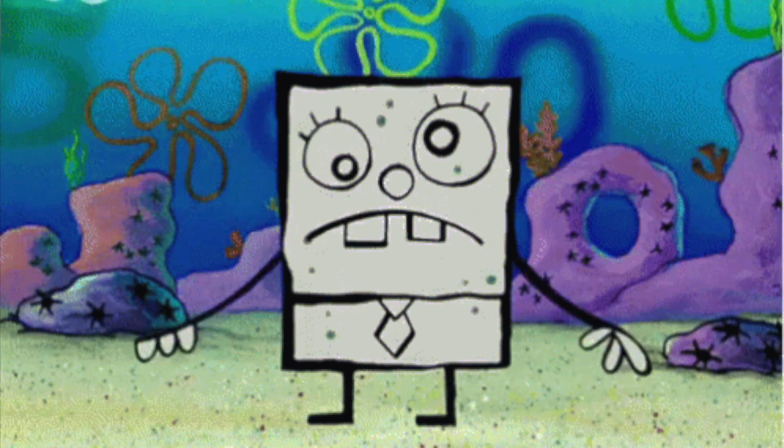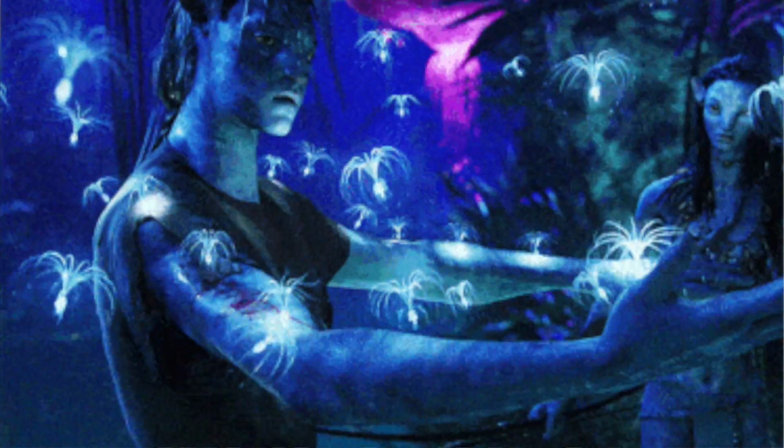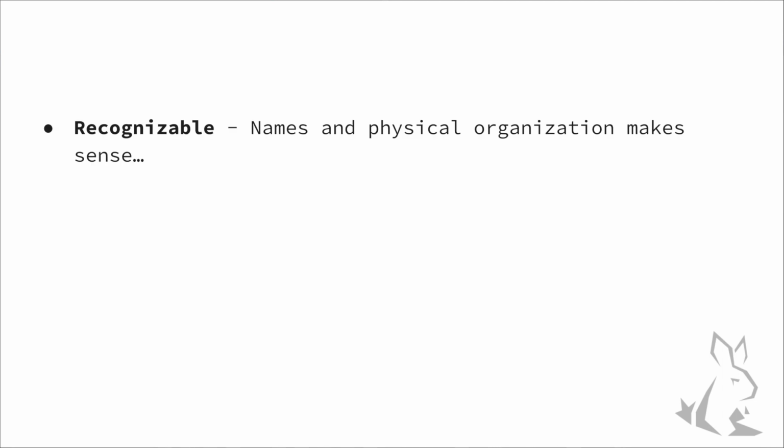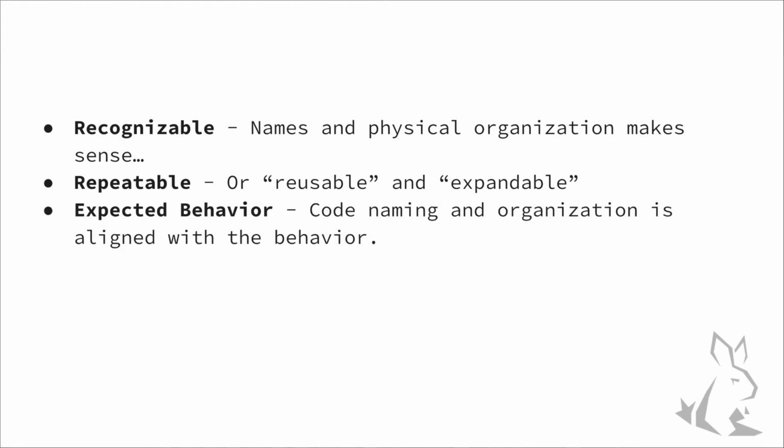Now that's 2D thinking. What I mean by that is that's one level, right? It's a flat level. It's not very complex, and it definitely helps, but it doesn't help you build things in our 3D world. But when you start to organize your code into ways that could be recognizable, ways that could be repeatable, ways that code behaves in an expected way, that changes things.